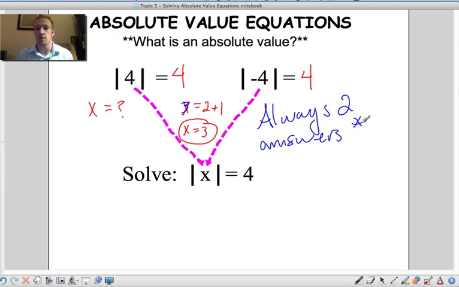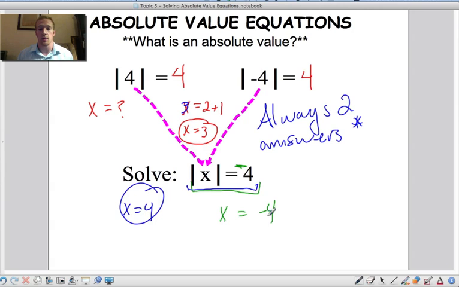And I'm going to put a little asterisk there because there's one case when there's not, and I'm going to go over that in a later example. But you should always be looking for 2 answers with an absolute value equation. It's this idea here. So what we do is we split these into 2 equations. I'm going to forget about the absolute values, and I'm going to say x equals 4, and that's one answer. And then I'm going to take this same equation, and I'm going to make this side negative. So that gives me x equals negative 4. And I don't have to do any of the steps, so that's solved.